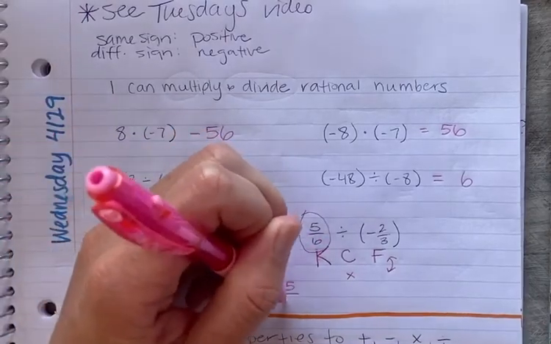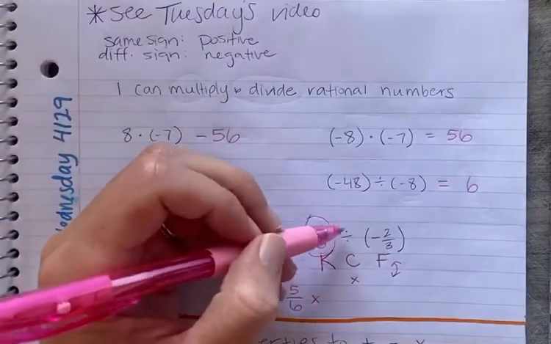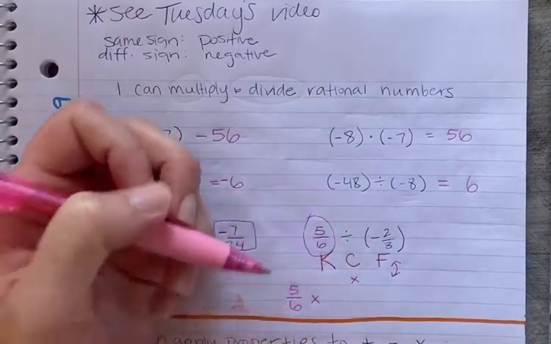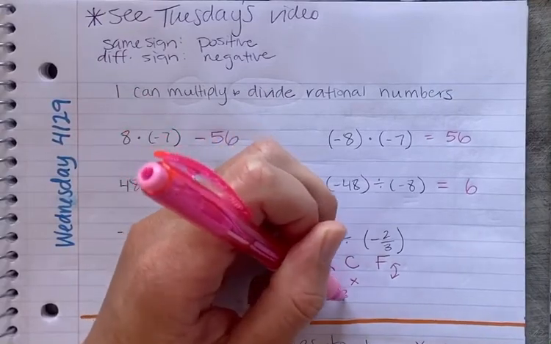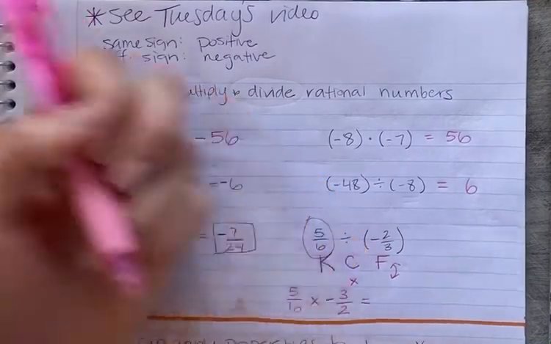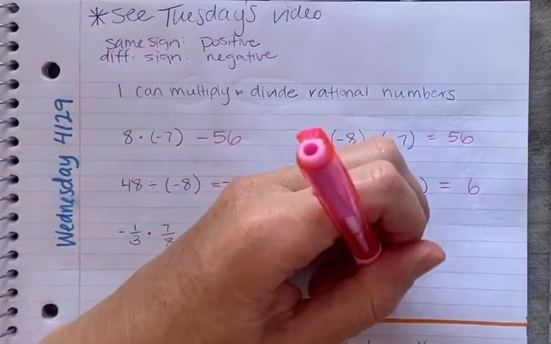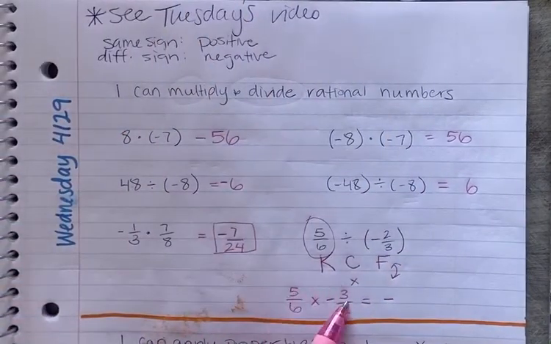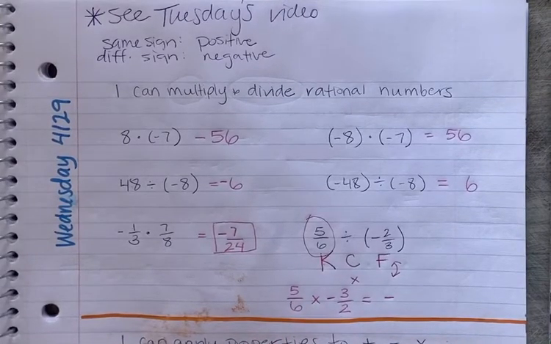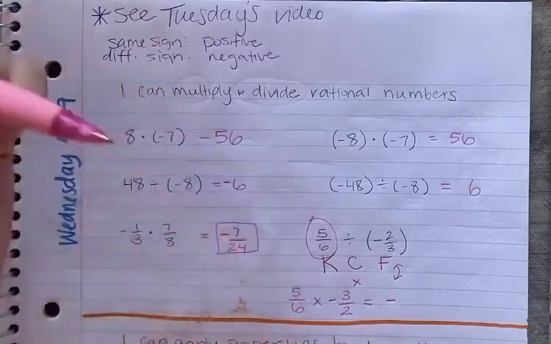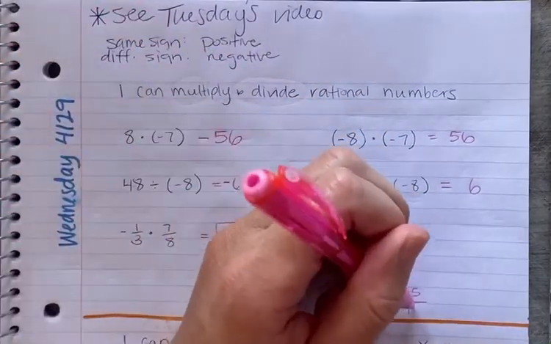We have 5/6, keep. Change the division to multiplication, and then we're going to flip this fraction, so that becomes negative 3/2. Now automatically, I know my answer is negative because these signs are different, positive times a negative. Now I can go ahead and multiply straight across. 5 times 3 is 15. 6 times 2 is 12.